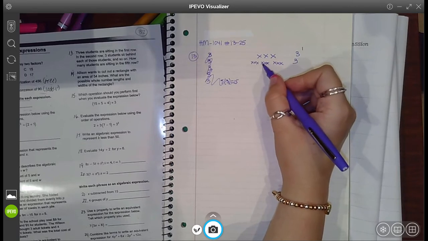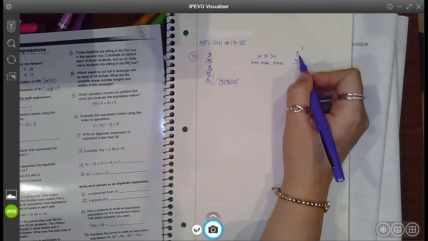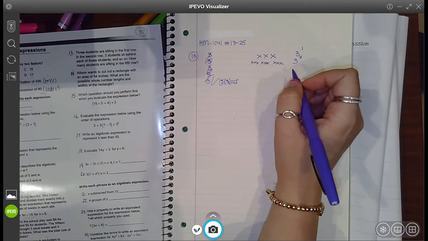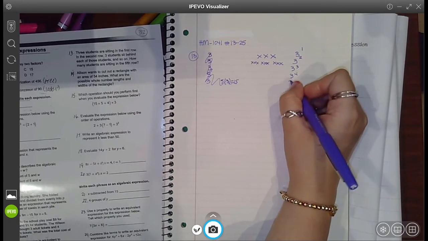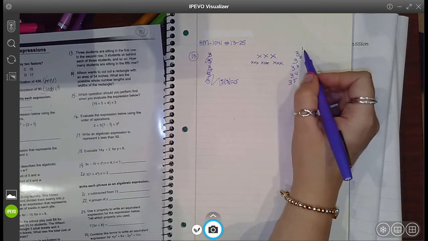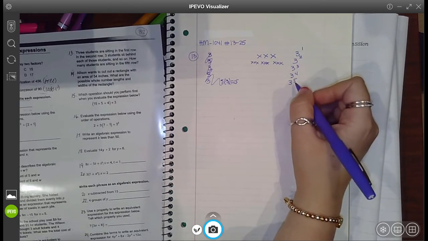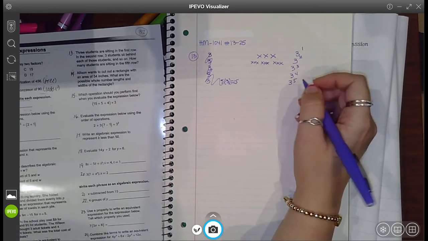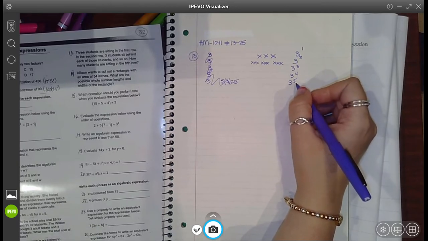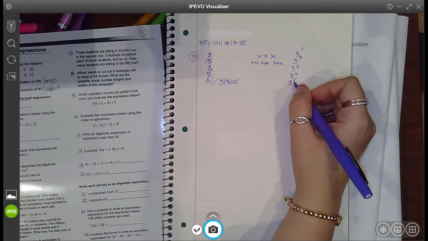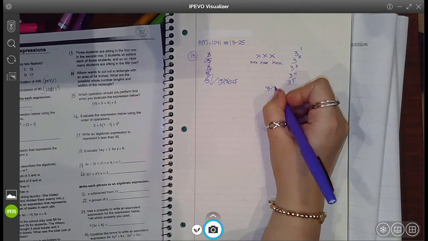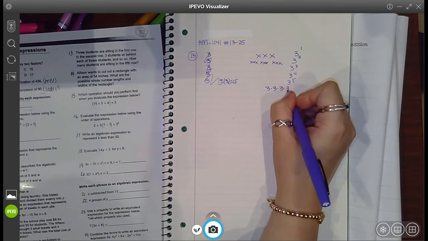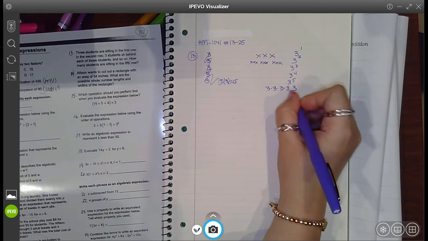Well, there's 1, 2, 3, 4, 5, 6, 7, 8, 9. That's 3 squared. Okay, so then what do you think would come next? 3 cubed, 3 to the 4th, 3 to the 5th. So in the first row, you have an exponent of 1. In the 5th row, you have an exponent of 5. So how many kids are there? 3 to the 5th power, which is what? You have 1, 2, 3, 4, 5 threes.